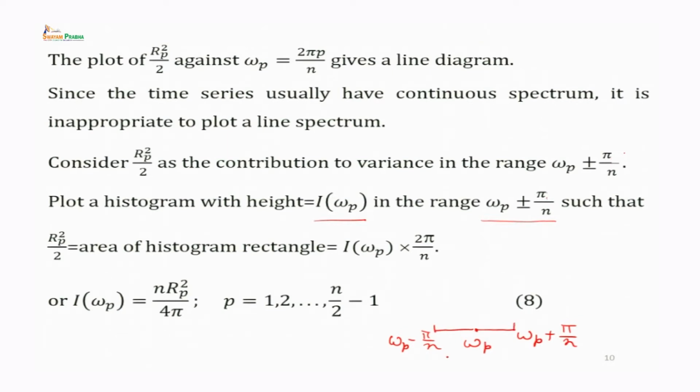So, this interval is 2 pi by n. This is the height of the histogram times the width, and this gives you the area of the histogram, and the area is equal to R p square upon 2. Then you get I omega p equal to n R p square upon 4 pi for all p equal to 1 to n by 2 minus 1.